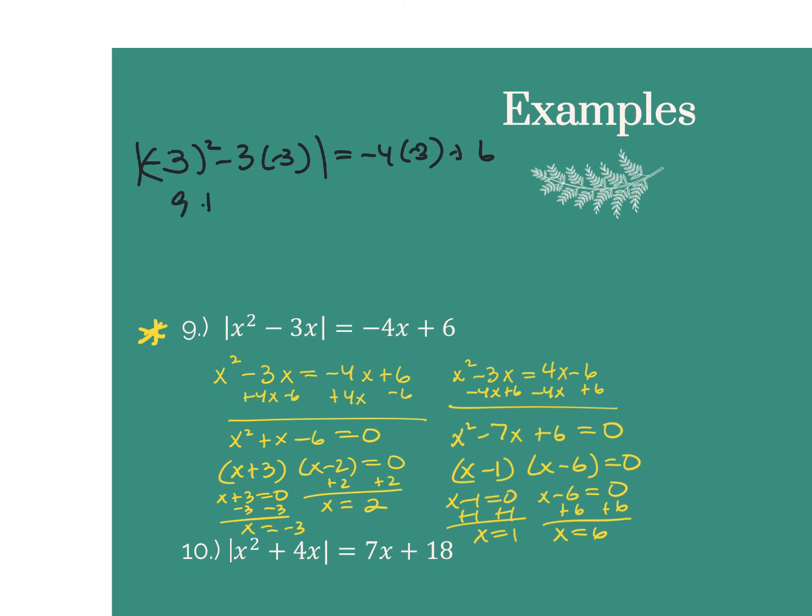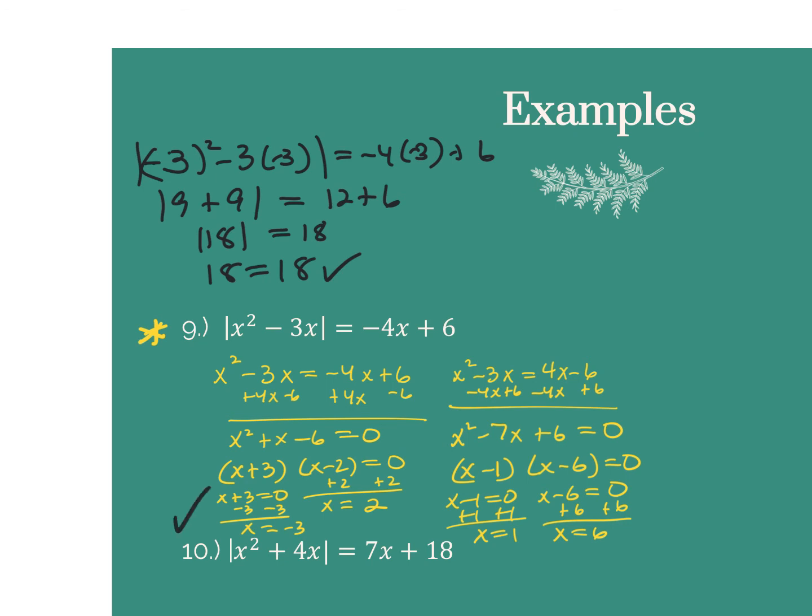So 9 plus 9. This becomes 12 plus 6. 9 plus 9 is 18. 12 plus 6 is 18. 18 equals 18. That one checks. So x equals negative 3 is good.